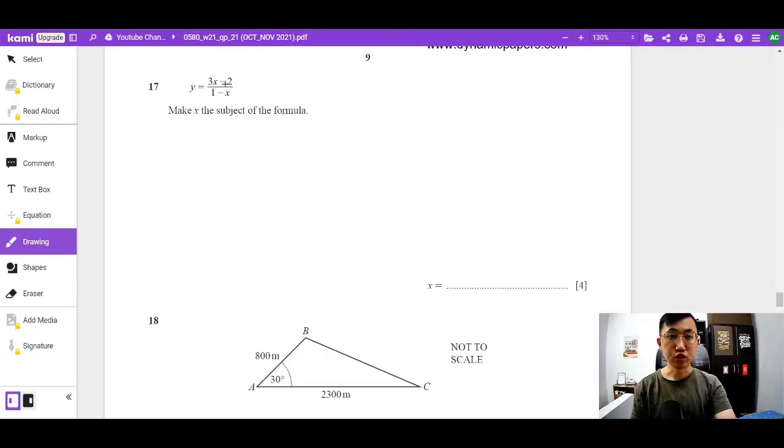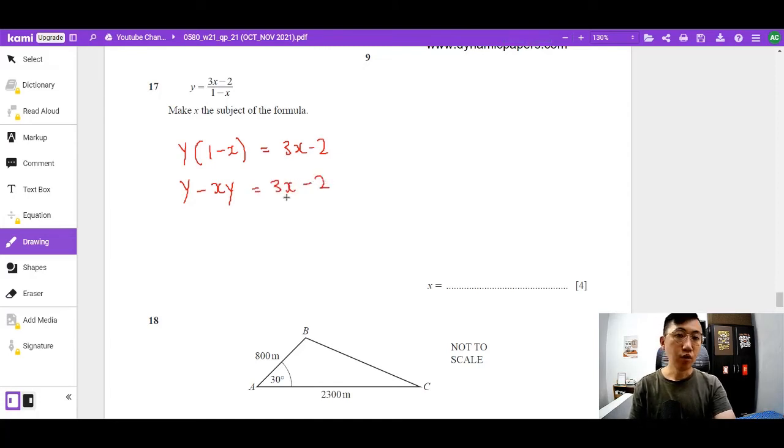Question 17. You can see make x the subject, but the formula provides you 2 x's over here. So it shows that you need to factorize at some part of the formula or the working. Alright, so let us start. First step, anything at the bottom, you kick towards the left hand side. So I am going to kick and it becomes multiply. Alright, so this one you rewrite again, 3x minus 2. Okay, here we have to expand, no choice. So y times 1, you get y. y times negative x, you will get negative xy. y equals to, here you continue to copy your right hand side.